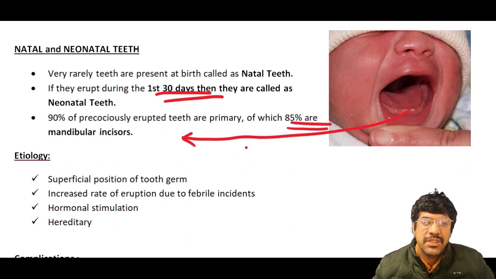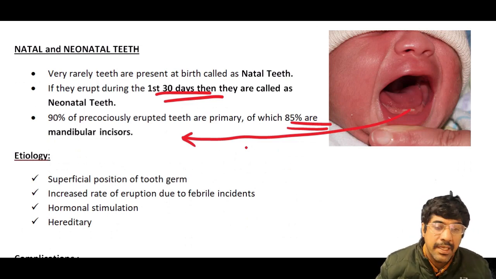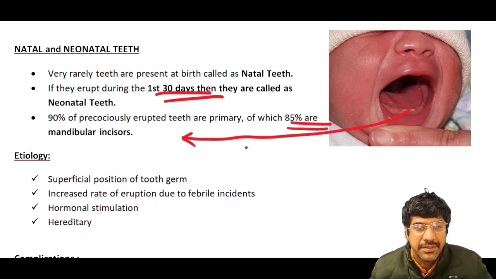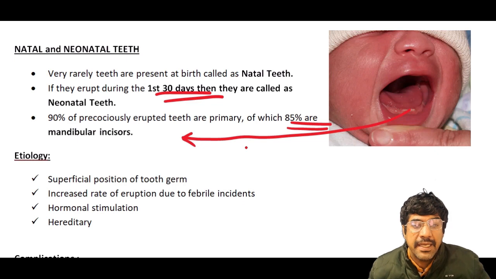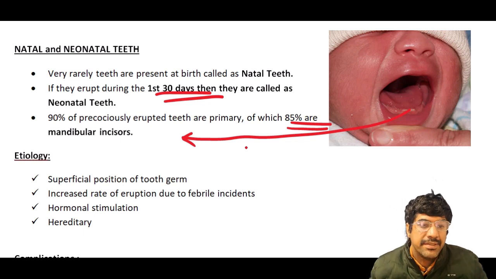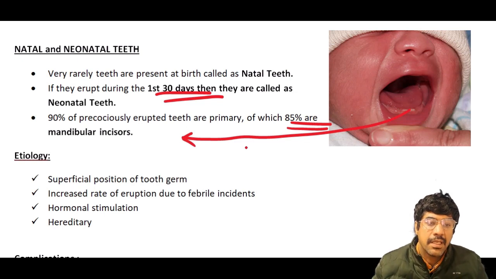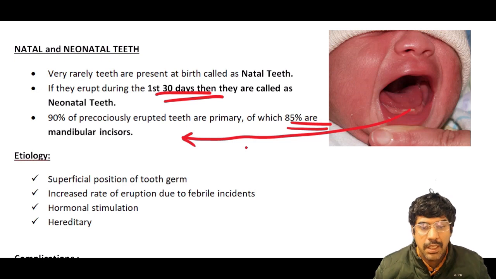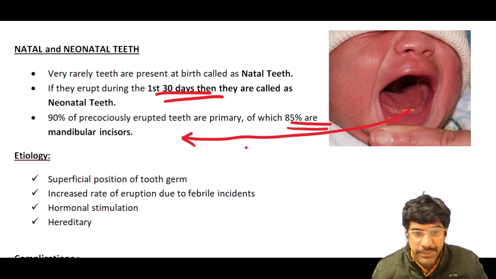Sometimes the tooth germ is positioned superficially, which leads to early eruption. Due to some conditions, there is an increased eruption rate. Hormonal changes in the infant's body can occasionally trigger early tooth eruption. Hereditary factors may also contribute to premature primary teeth eruption.